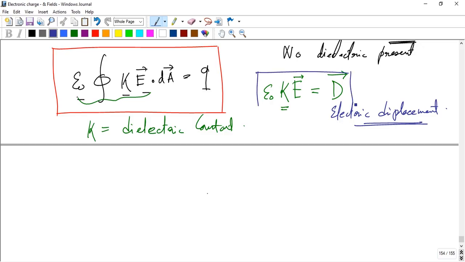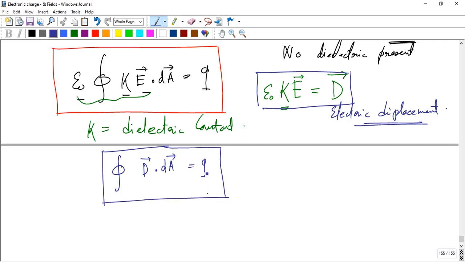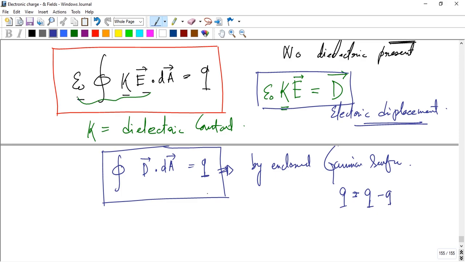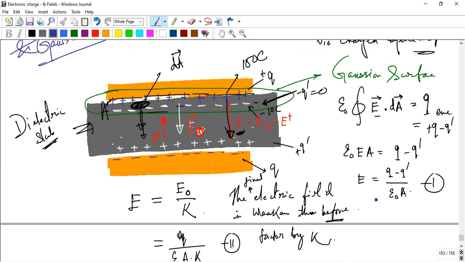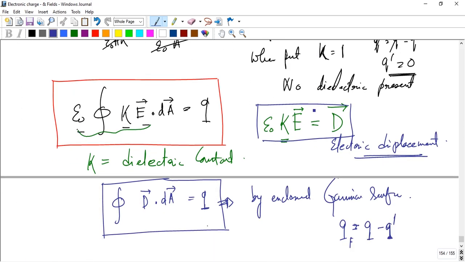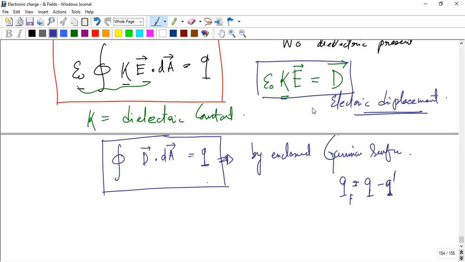Now Gauss's law for dielectrics is modified: epsilon naught K E is replaced by D, so D dot dA equals Q, and this Q is the charge enclosed by the Gaussian surface. Q equals the charge before the dielectric slab was placed, minus the Q dash generated by the dielectric slab. That's the modified Gauss's law of dielectrics.